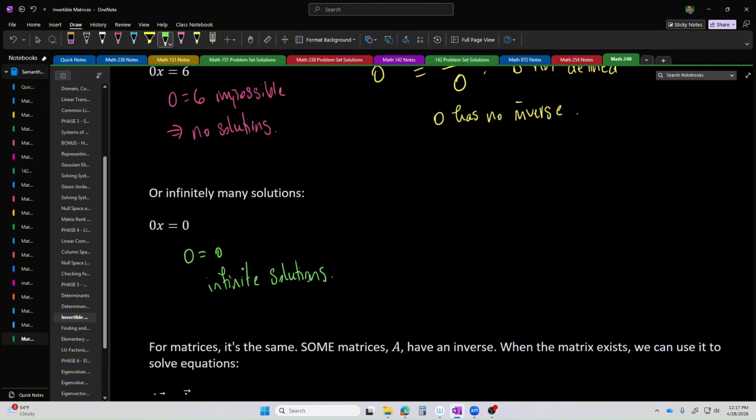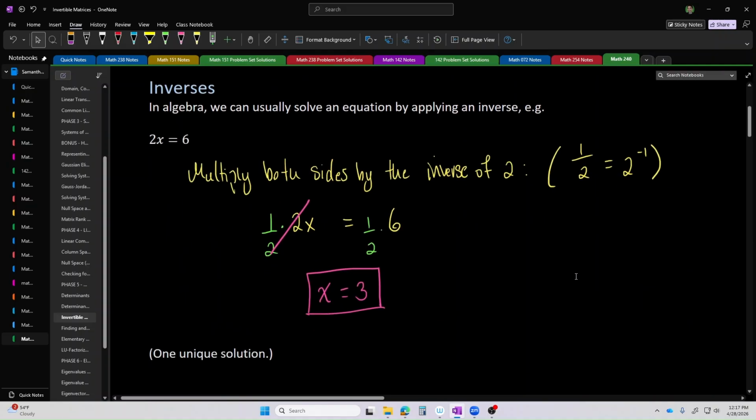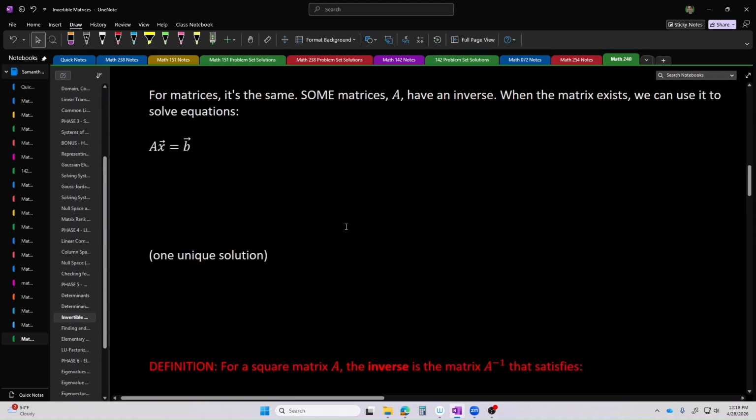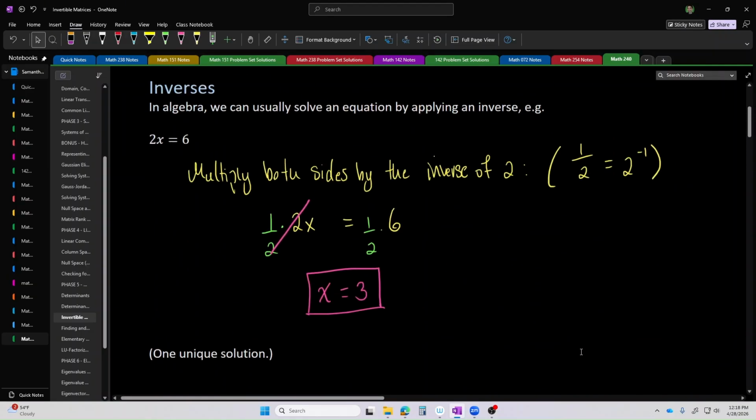So this concept of inverses and using inverses to solve equations when possible is a familiar concept to us from regular ordinary algebra. And in this video, we're going to talk about what this idea looks like when solving matrix equations as opposed to solving ordinary algebra equations. So if you have a matrix A, it's possible that that matrix A has an inverse that we might call A to the power minus 1, the same way that we can think about 2 to the power minus 1.